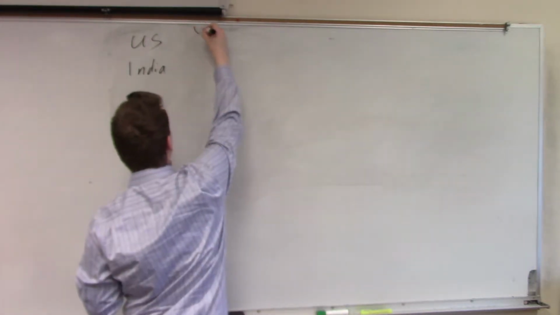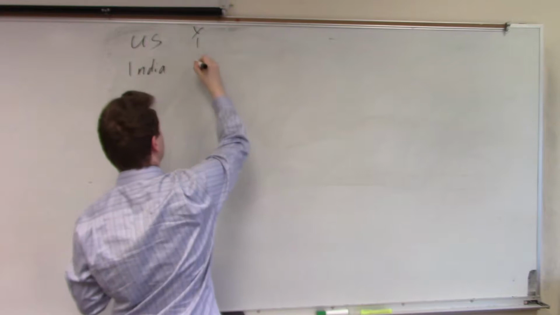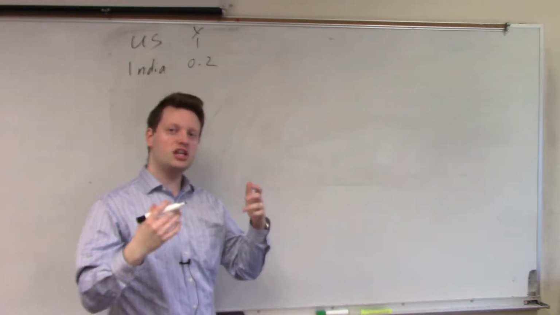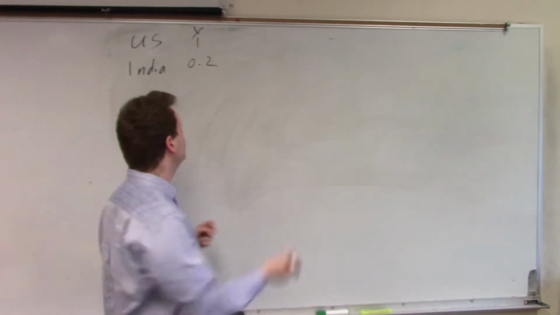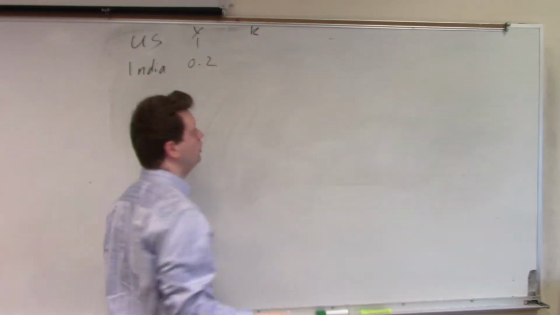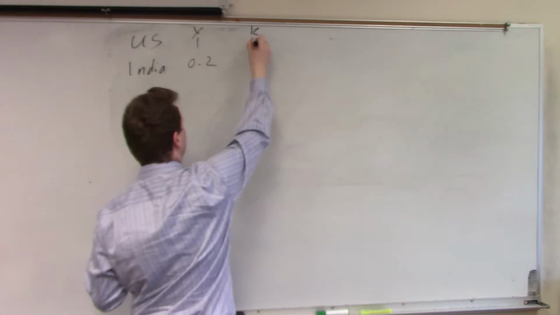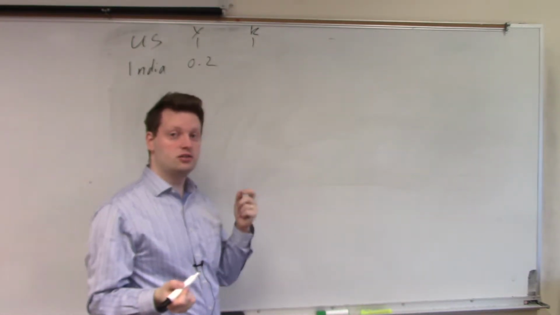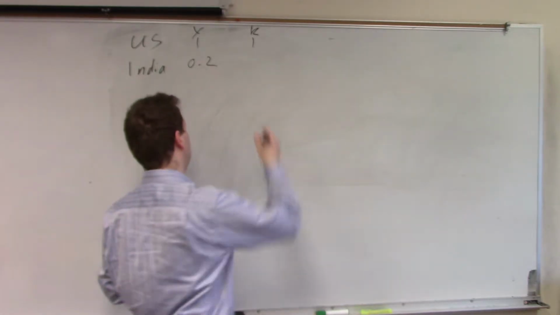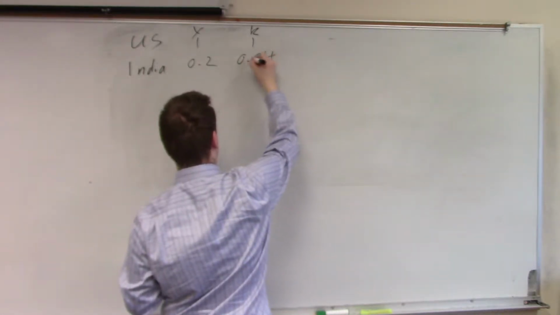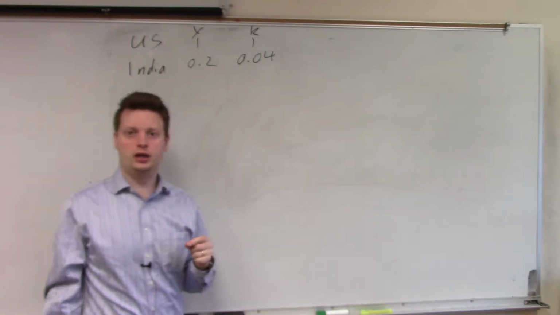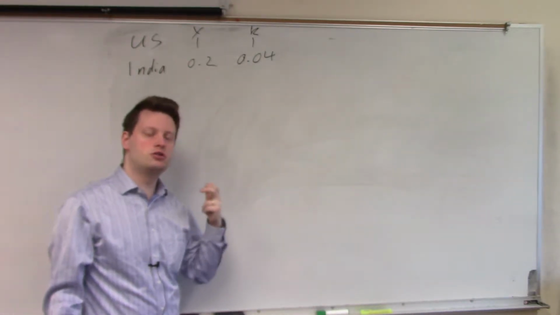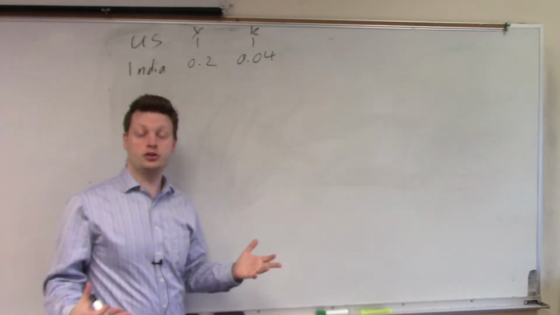So we get output Y is 1 in the US and 0.2 in India. At the same time, let's assume capital in the US is still 1 and capital in India is 4% of US capital, meaning 0.04. Okay? Now that we specified output and capital, we also need to determine what is our production function.